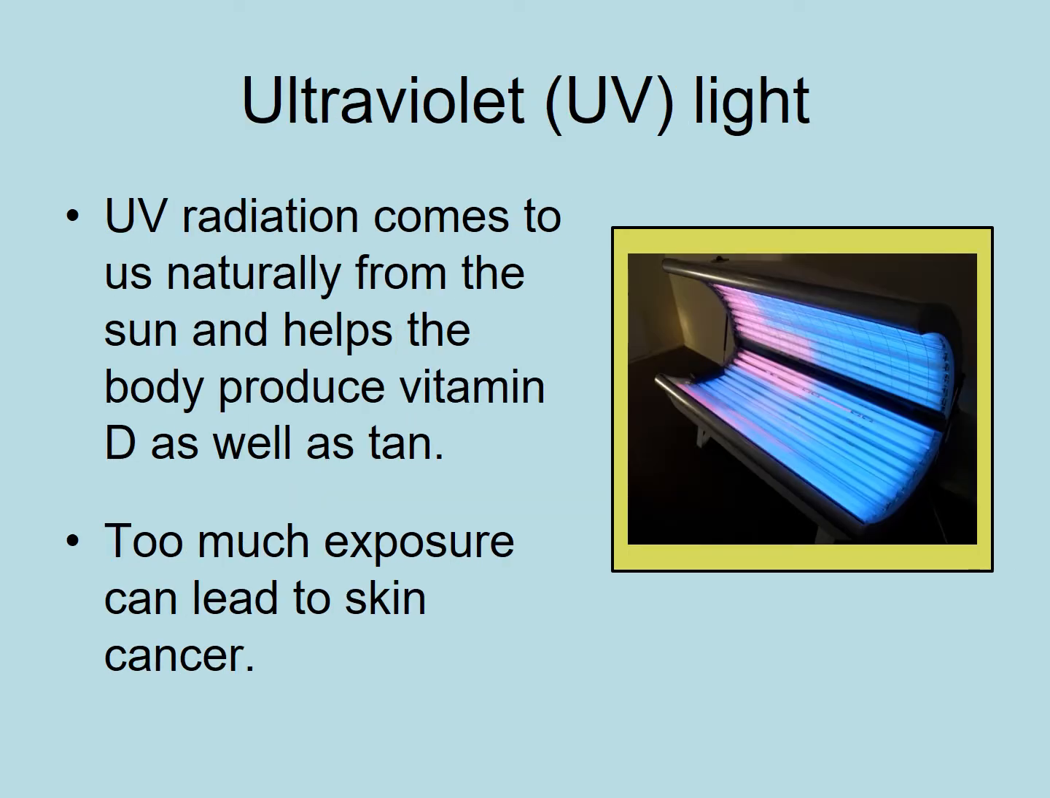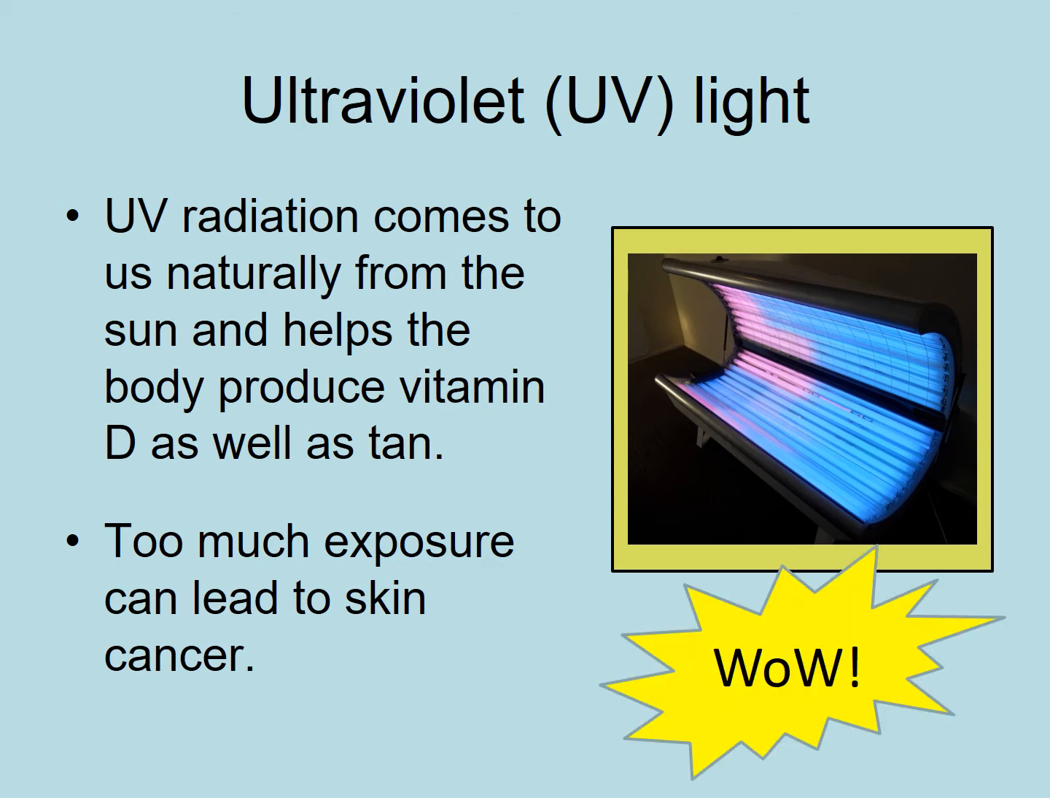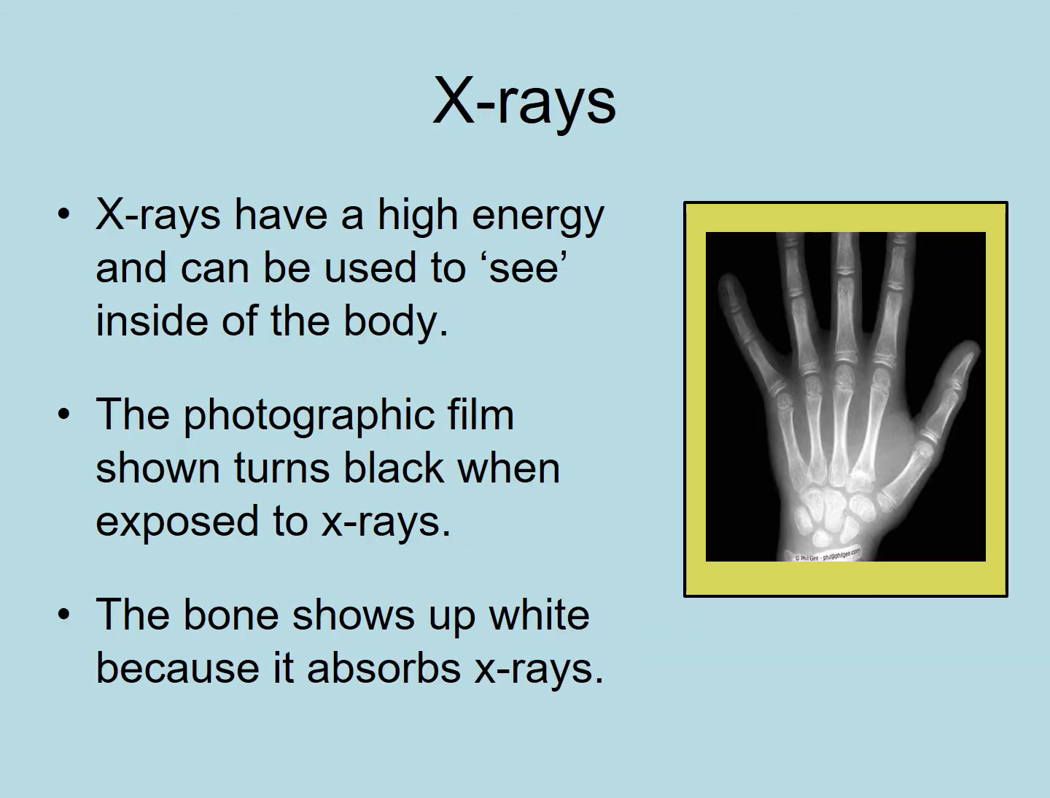So UV, ultraviolet light, with even more energy, comes to us naturally from the sun, and it helps produce vitamin D for our bodies as well as giving us a tan. However, too much exposure can lead to skin cancer. X-rays have a high energy and can be used to see inside the body. The photographic film shown turns black when exposed to X-rays. The bone shows up white because it absorbs X-rays.